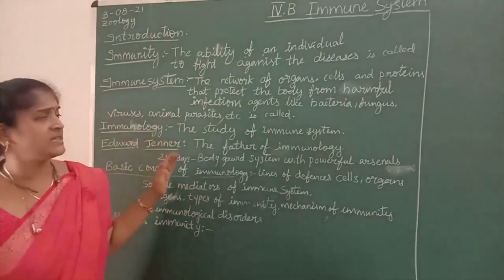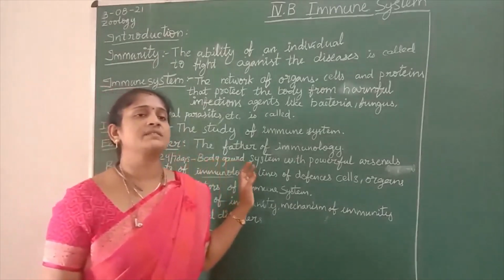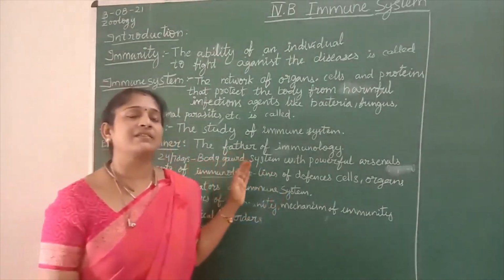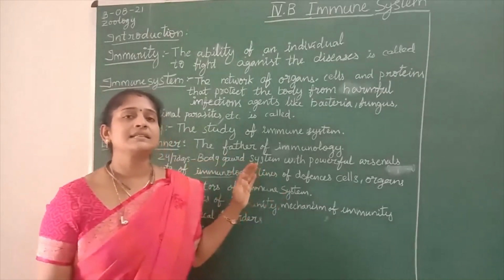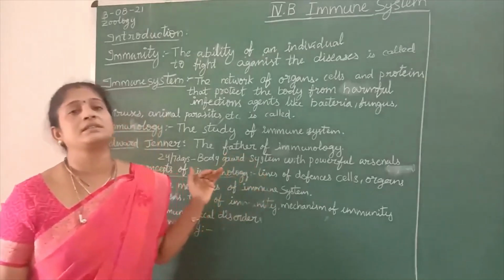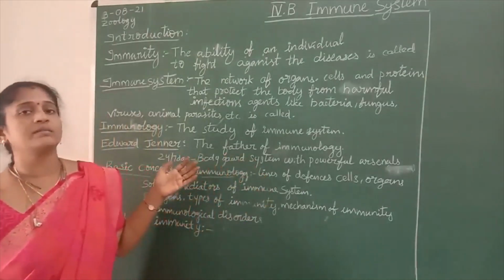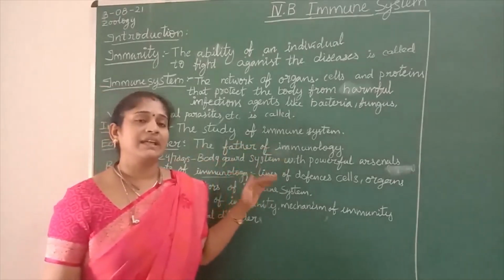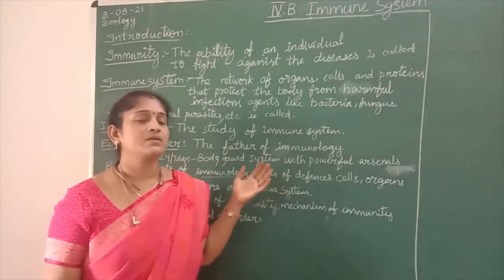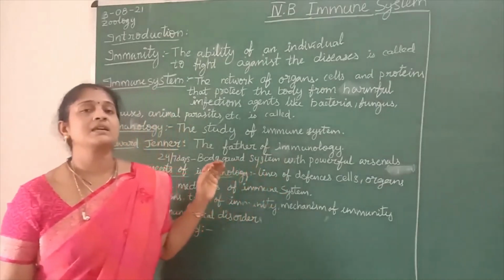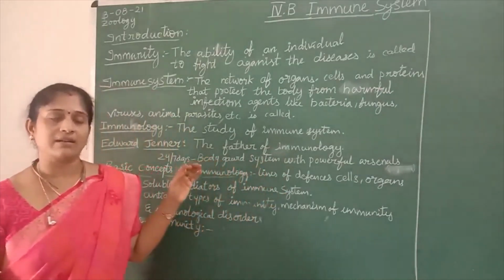This immunity has two types. First one is innate immunity and second one is acquired immunity. Innate immunity is obtained by birth. When the child is born, this innate immunity develops in the baby. So acquired immunity. What is acquired immunity? Acquired immunity means it develops after birth.